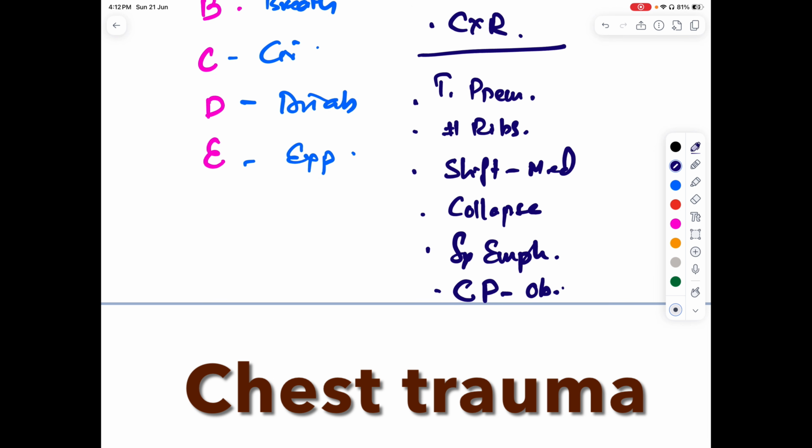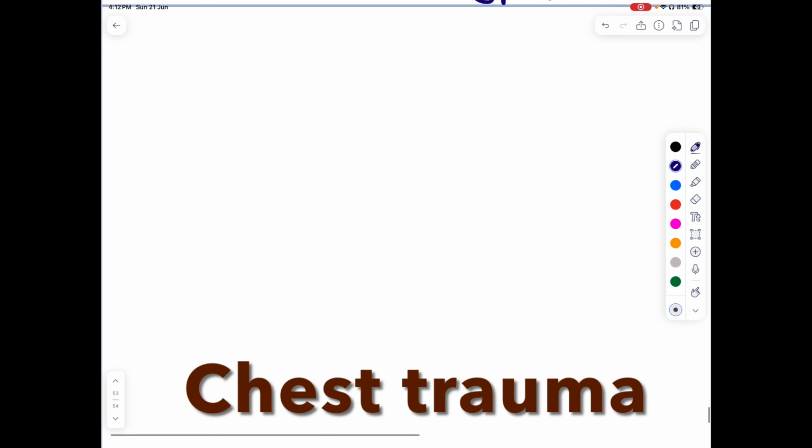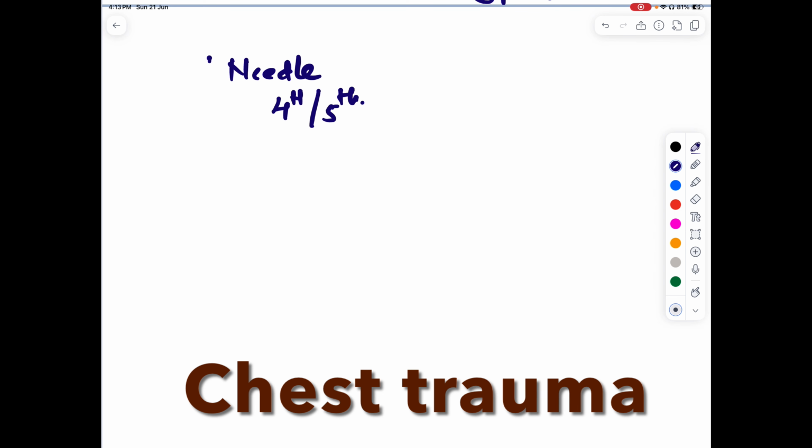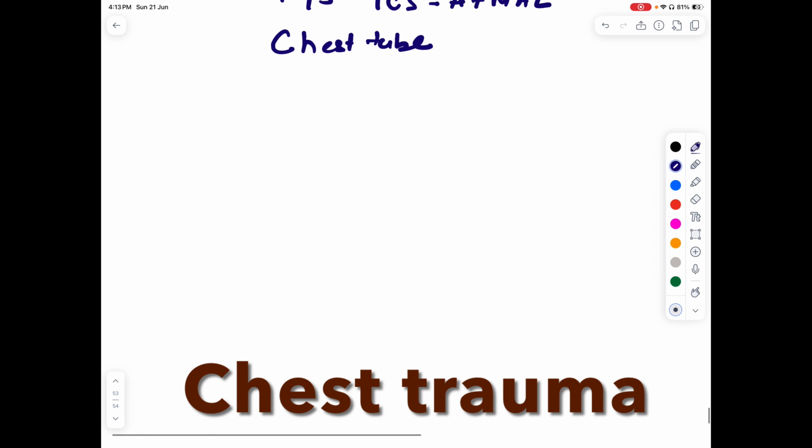Then if you see there is pneumothorax, the first management is needle thoracostomy. You put the needle in the fourth or fifth intercostal space, anterior to the mid axillary line, and then insert the chest tube, which is definitive. Then check the patient and do an X-ray after insertion to confirm it.